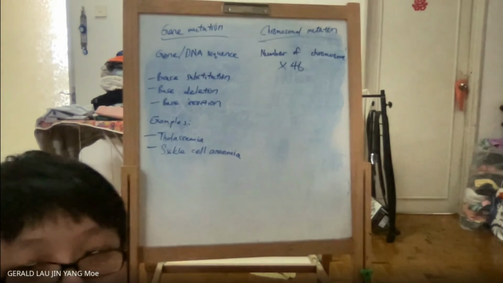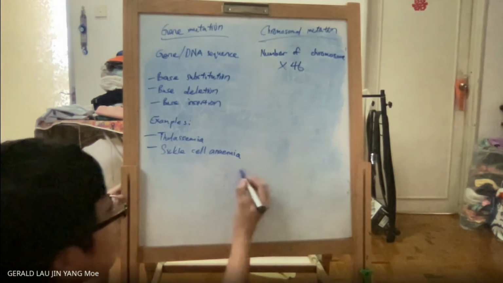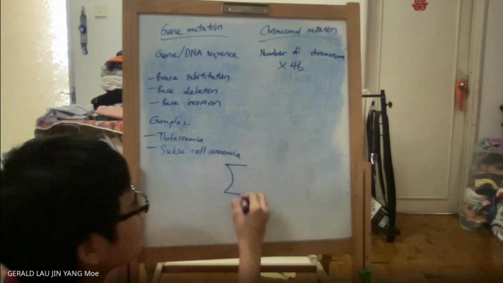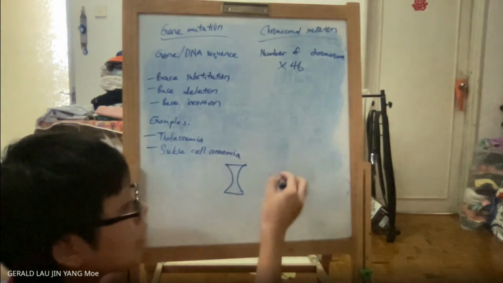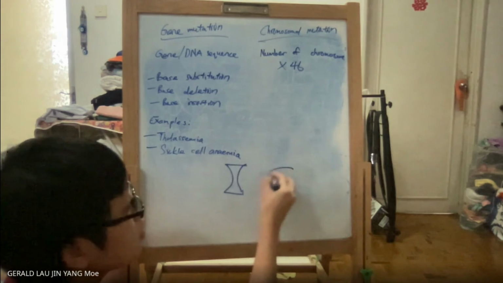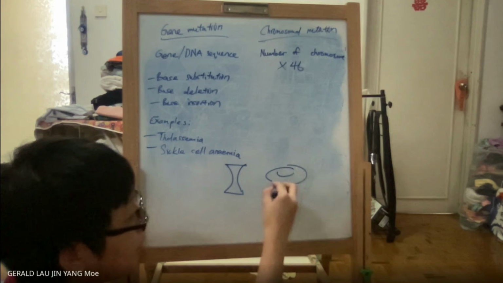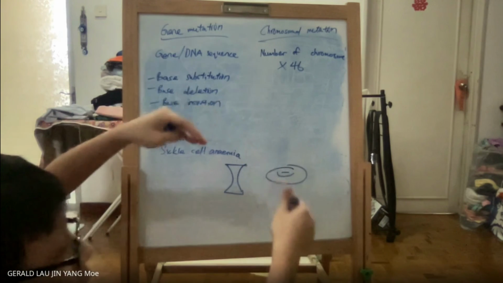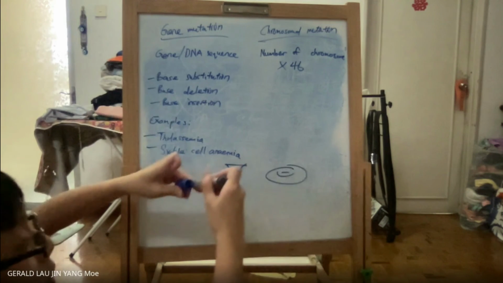This one is very important. You must know. This is biconcave, this shape. Why biconcave? Concave means it goes in. Biconcave means two sides go in. So you see your red blood cell, the top will go in, and the bottom will also go in a bit. That's why it's biconcave. This is circular, so it will be biconcave in this shape.